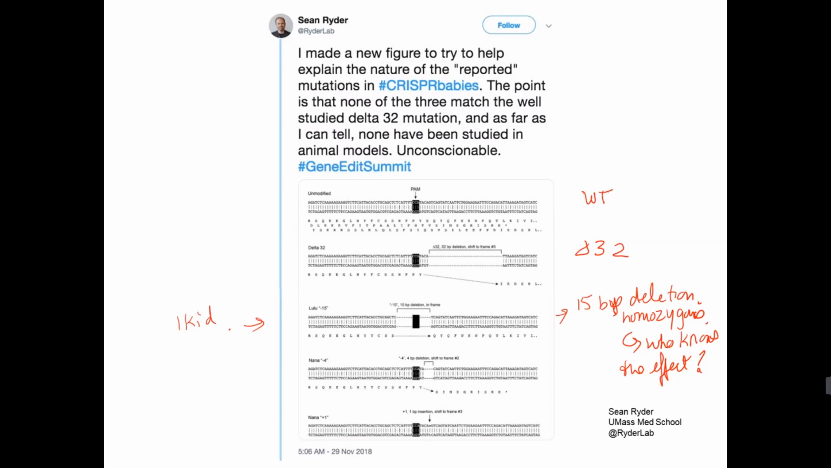And then the second child, which is depicted here, is a heterozygous or mosaic. One allele has a 4 base pair deletion, and then one has a 1 base pair insertion. So it's exactly what you would expect, right, from non-homologous end joining repair processes, is that you're going to get a mixed bag of small insertions or small deletions, right? And it's certainly not going to be particularly predictable.